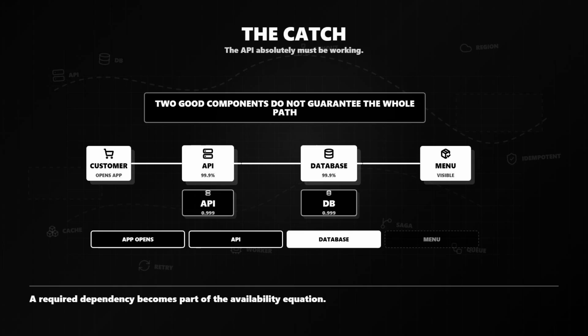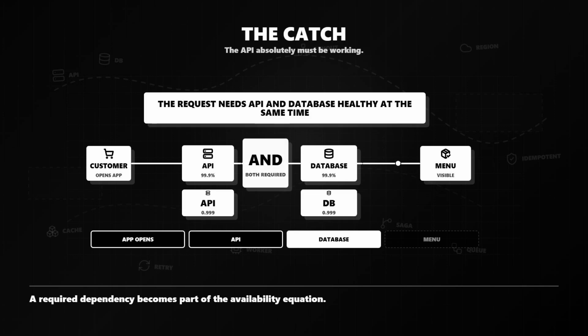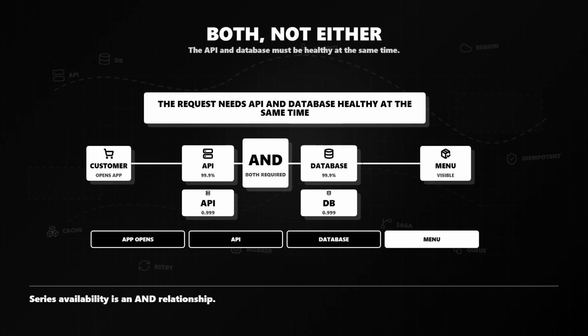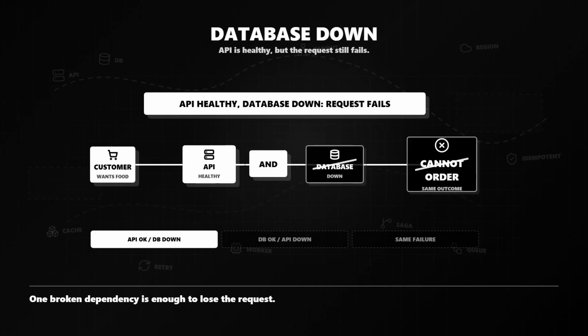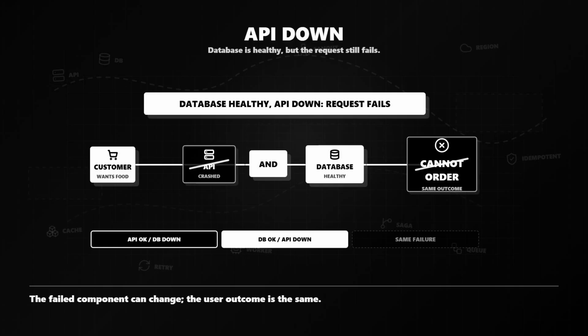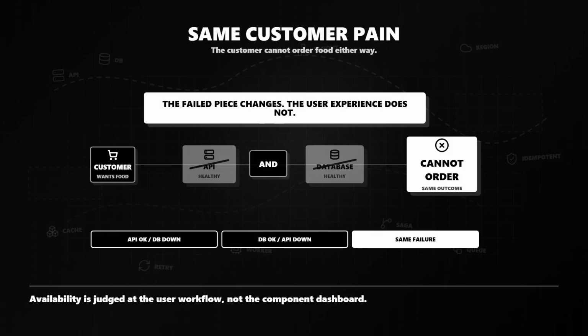But here is the catch. For that customer's request to actually succeed, the API absolutely must be working, and the database must be working at the exact same time. We need both, not either, both. Think about what happens in the real world when a hungry customer opens FoodDash. Let's say the API is healthy, great, but the database happens to be down. Well, the request fails. Now imagine the reverse scenario. The database is totally healthy, but the API server just crashed. The request fails again. For the customer, it literally doesn't matter which piece of the puzzle failed. The result is the exact same frustrating experience. They can't order their food.